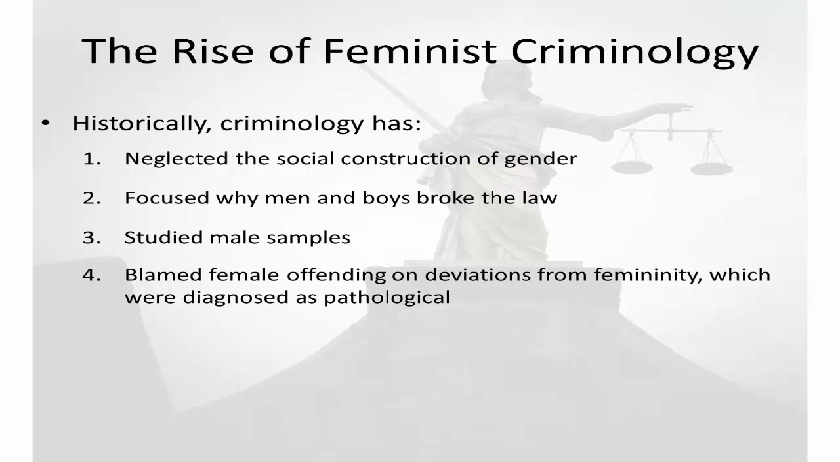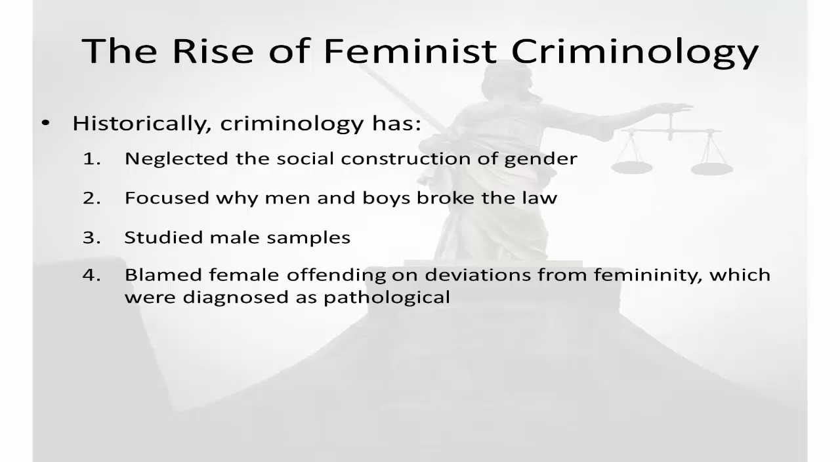Historically, criminology has neglected the social construction of gender. Social construction means that gender, so what is male, what is female, what is feminine, what is masculine, is defined by the elites in a society. Therefore, what is male or female or masculine or feminine is not biological, and it is not real. However, it has significant consequences on the way in which we treat males and females. So this construction of gender has been neglected by traditional criminological theory.